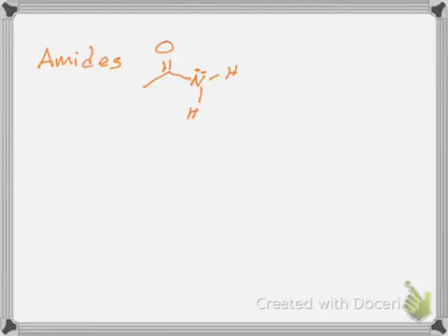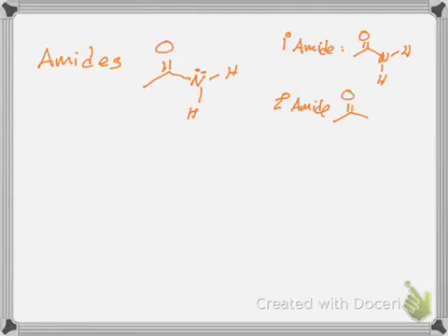So, if it is a primary amide, it looks like this. 2 hydrogens on the nitrogen. A secondary amide looks like this. 1 hydrogen and 1 carbon on the nitrogen. And then finally, a tertiary amide is this.